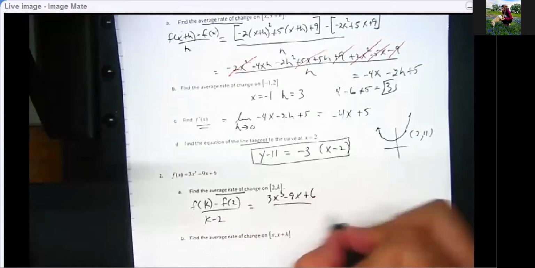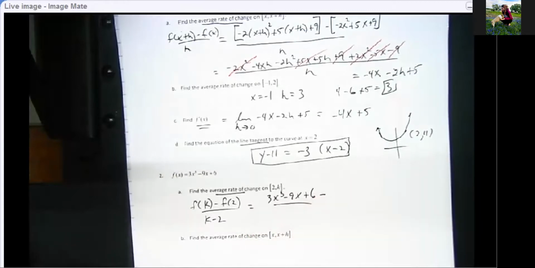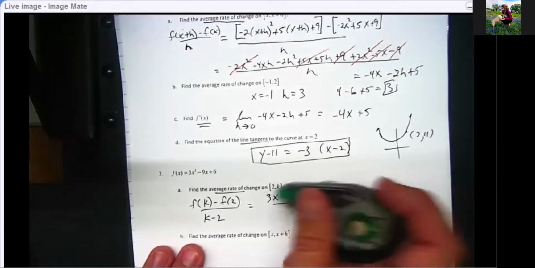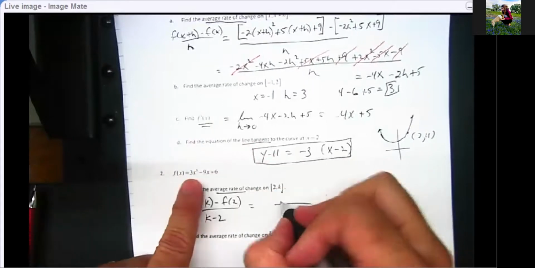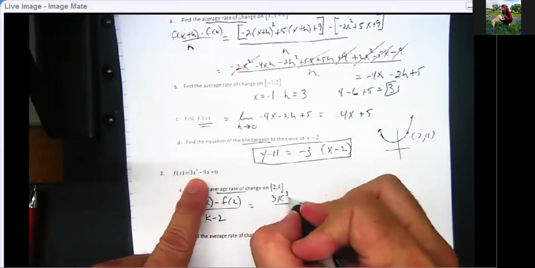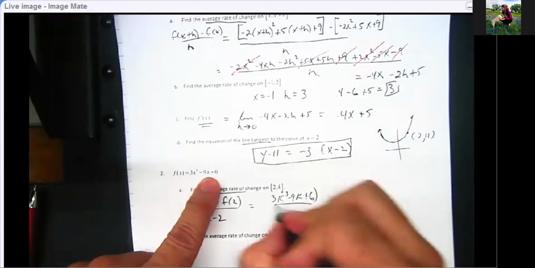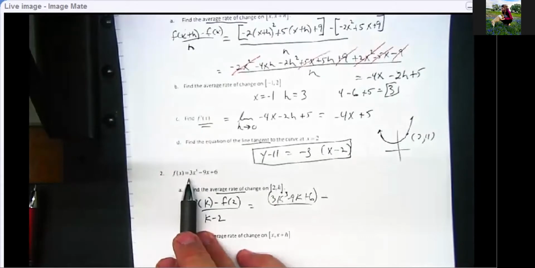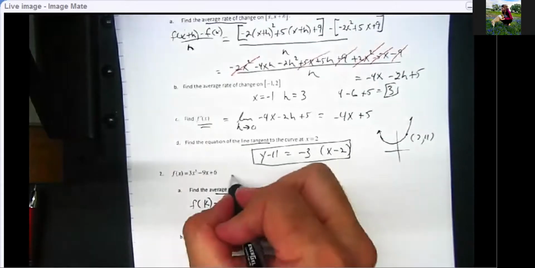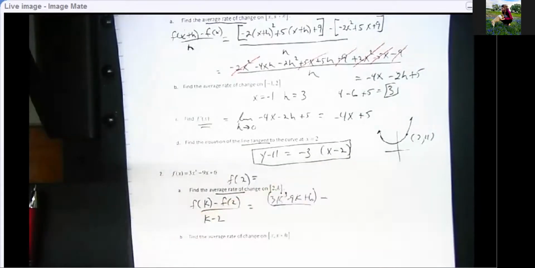Well, cool things happen. It's this minus f of k itself, which was, I just messed that up. Sorry, everybody. Not looking at my notes. It's f of k. That was 3k cubed minus 9k plus 6. That's f of k. F of 2, if you plug in 2, I'm going to write that up here. F of 2, when I did f of 2, I got 12.